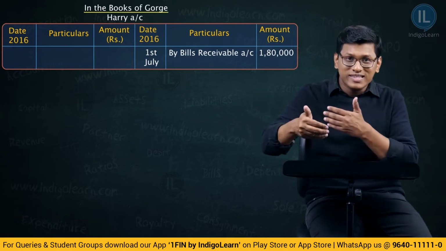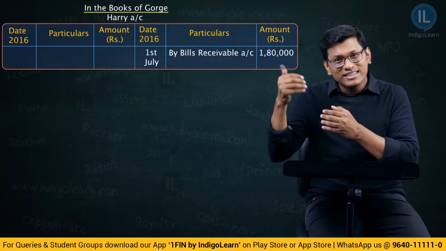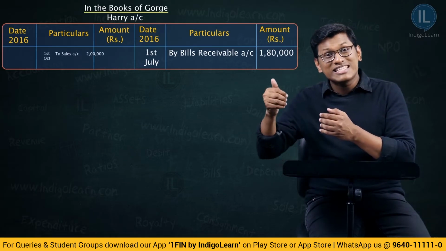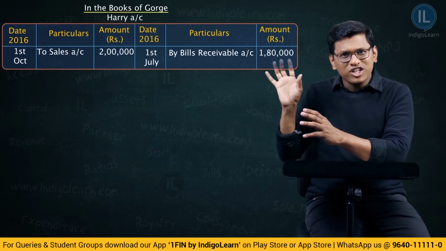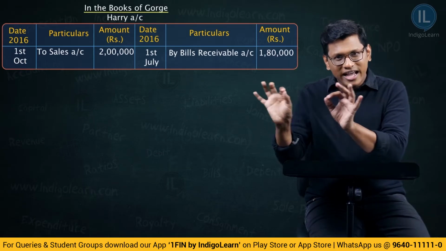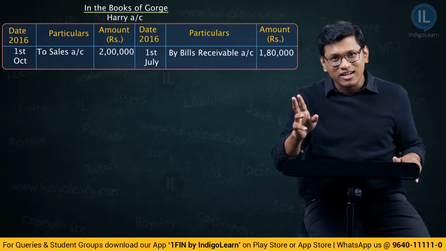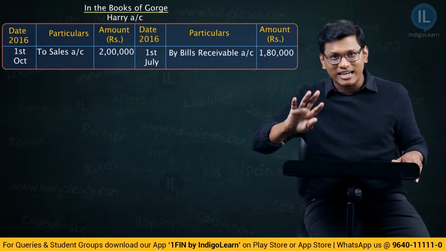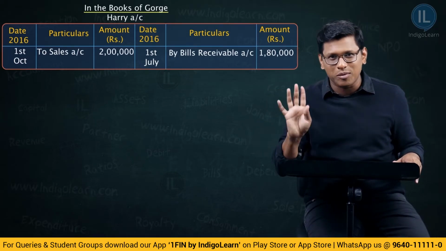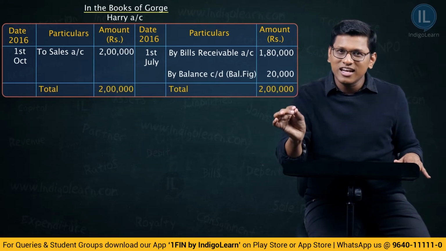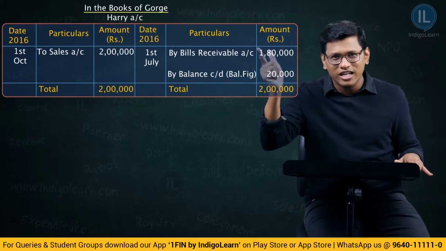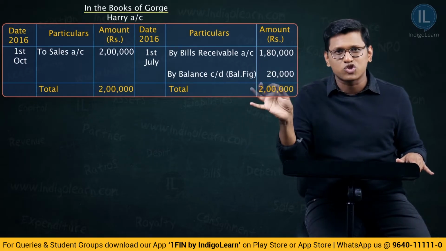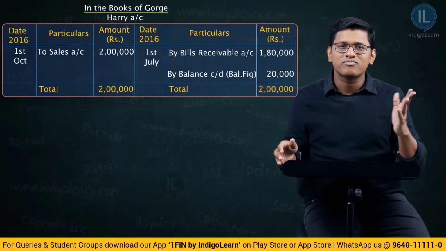Harry account is debited to sales for 2 lakhs. So in this entry, Harry account is debited for 2 lakhs. Now, as per George's books, Harry account shows earlier 1,80,000 credit, now 2 lakhs debit, which means still 20,000 receivable is what you will see in George's books with respect to Harry.